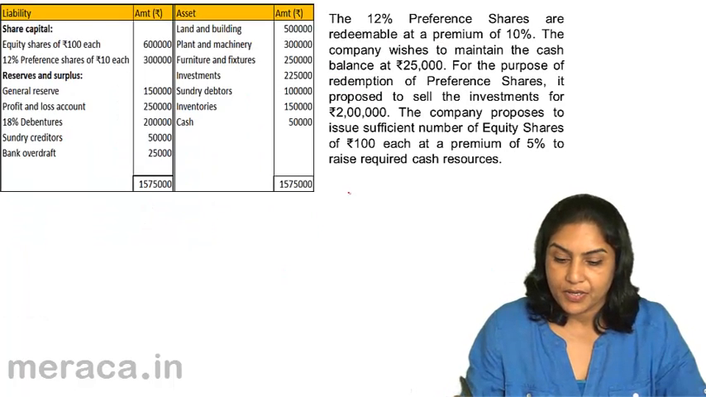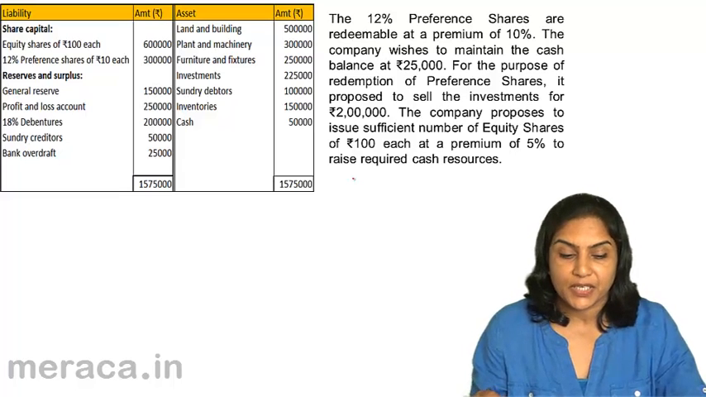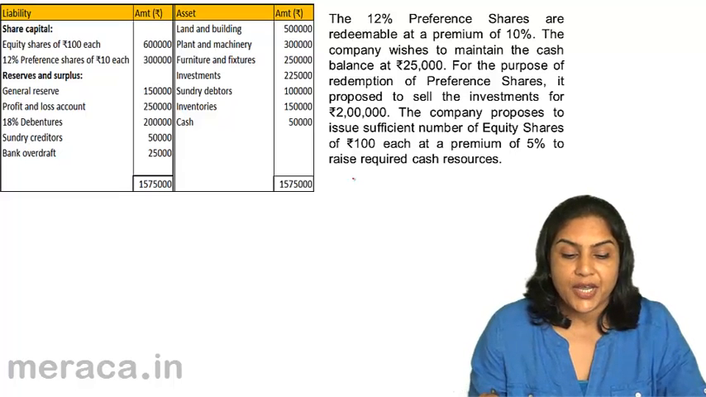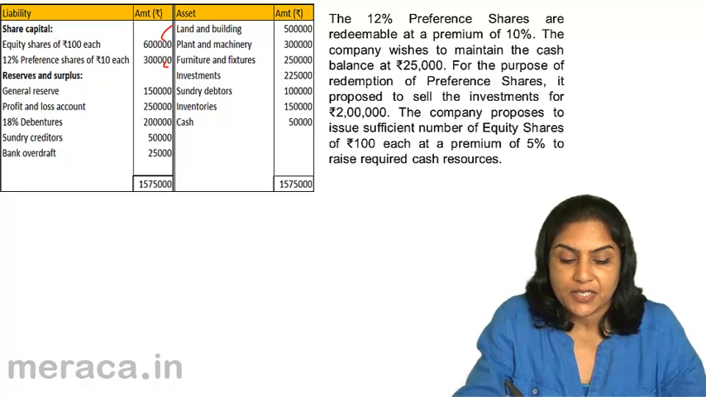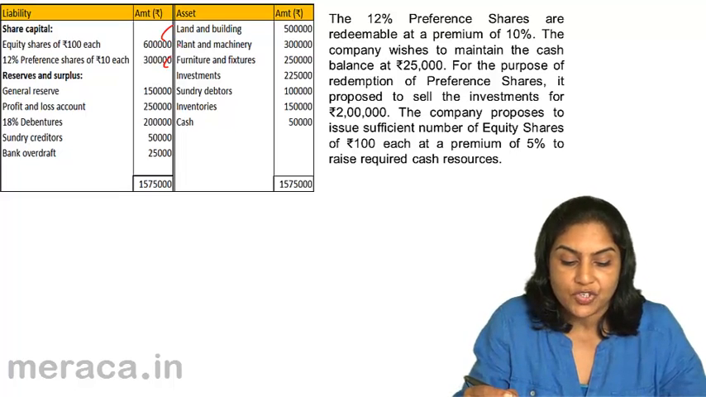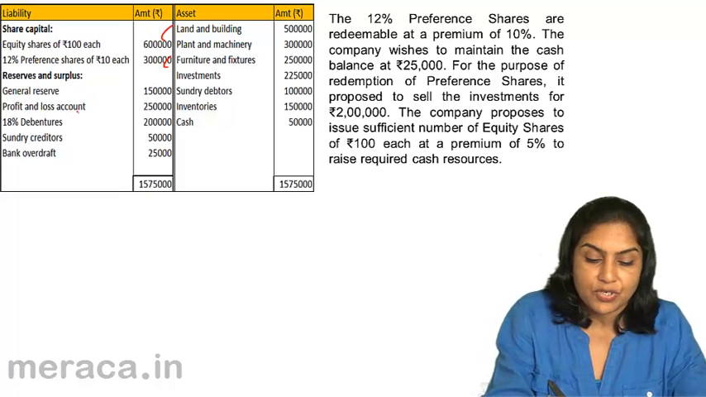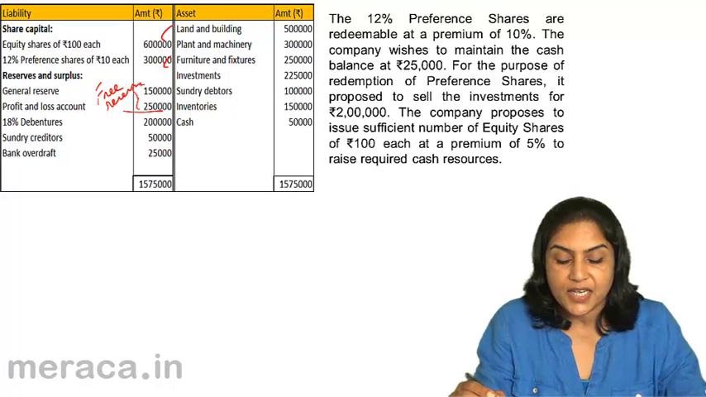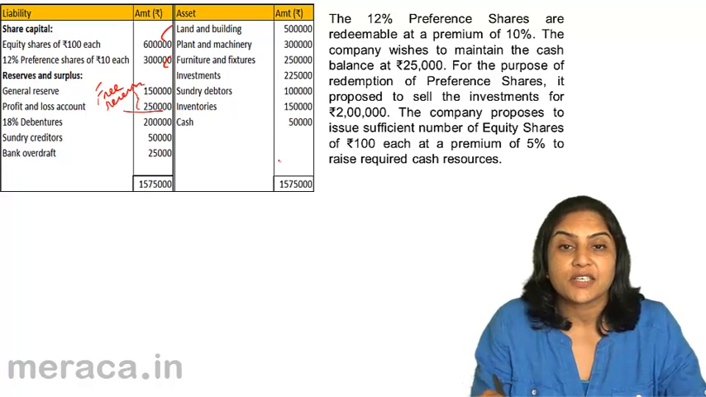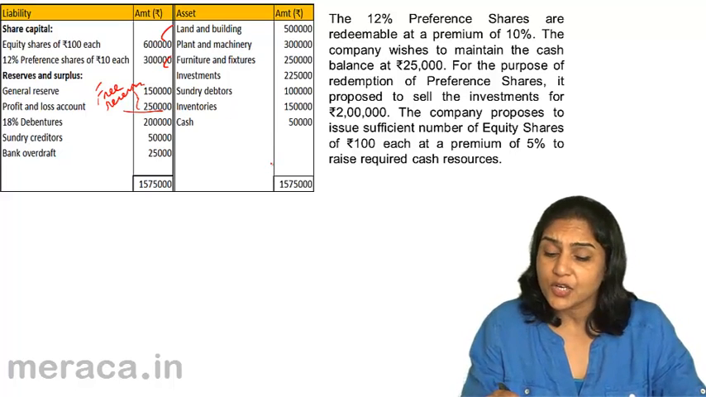Another example, where an extract of a balance sheet has been given to us. Equity share capital is 6 lakh. Preference share capital is 3 lakh. Then you have reserves, general reserve, profit and loss account. Both are free reserves. Debentures are 2 lakh, creditors are 50,000, bank overdraft 25,000. Then we have certain assets. Now, what does the question say?